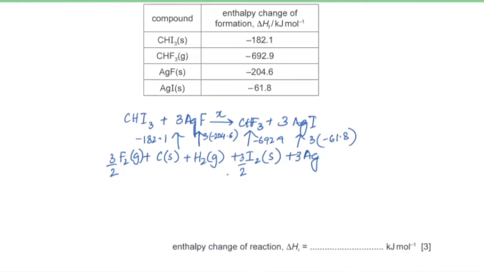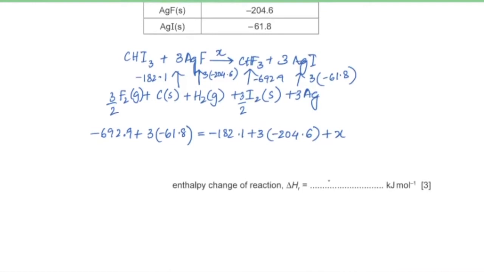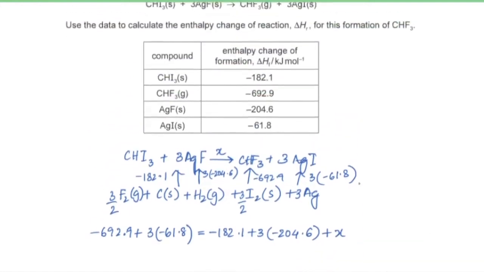Now the enthalpy of the direct route is going to be equal to the enthalpy of the indirect route. The direct route is this, while the indirect route is from here and then here. So negative 692.9 plus 3 into negative 61.8 equals the enthalpy of the indirect route, which is from these elements to the final product. So this is negative 182.1 plus 3 into negative 204.6 plus X. Now when you rearrange your equation, you will have the value for X as negative 82.4 kilojoules per mole. This is the enthalpy change of reaction.